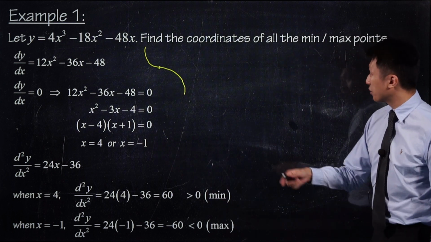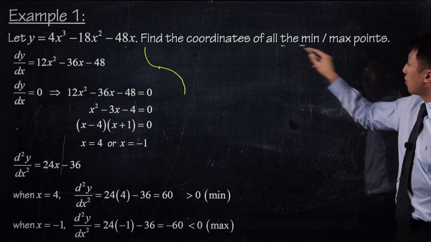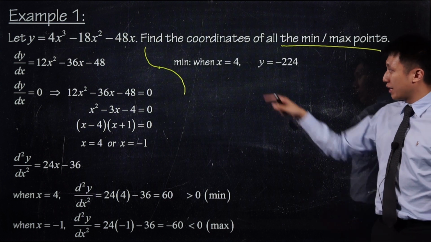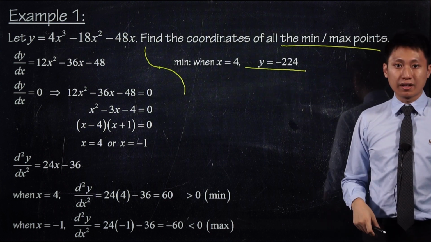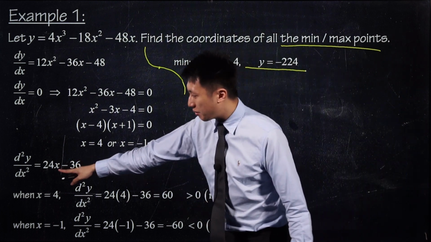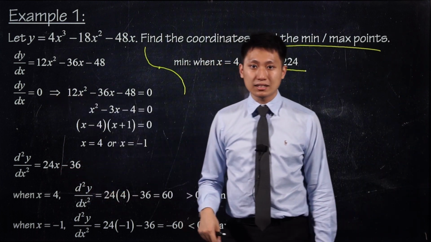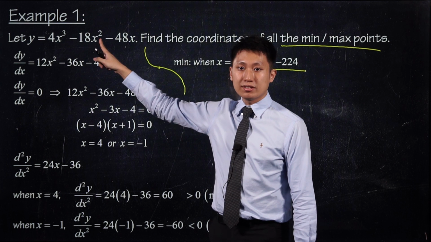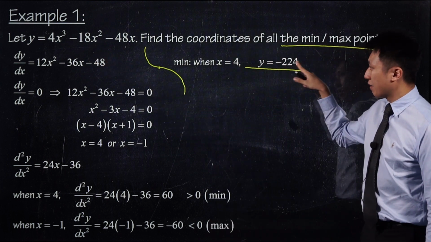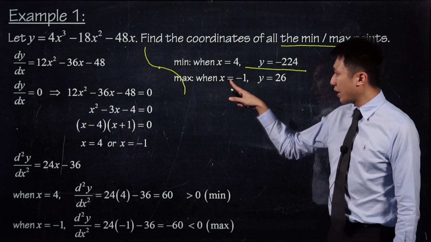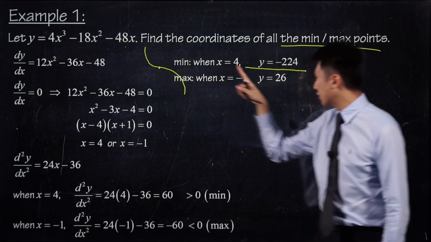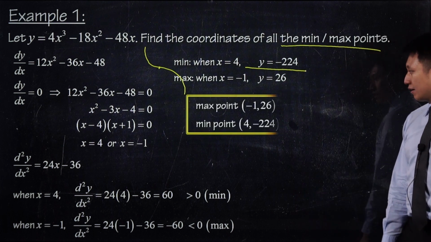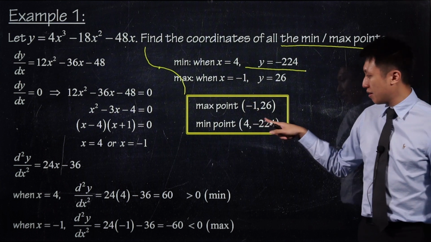But we are not done yet because we need to know all the points. By points, I think your teacher requires you to find the coordinates. So we find the y here. How do you find the y? Do you sub into d²y/dx²? Do you sub into dy/dx? No. You sub the points, 4 and -1, into the original function. Then y is equal to -224. For the max, when x equals -1, you sub into this one, you get 26. Then the max point is this coordinate, and the min point is this one.